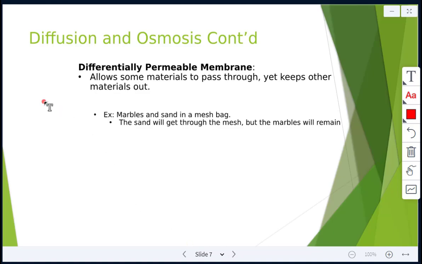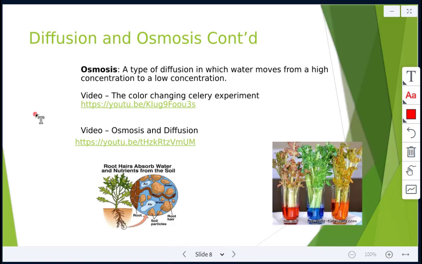There is something called a differentially permeable membrane, and when we look at diffusion a little bit more closely, this membrane allows some materials to pass through, but it keeps other materials out. So if you think about a mesh bag, and let's say we put marbles and sand in a mesh bag, the sand will get through the mesh, but the marbles will remain. A differentially permeable membrane works similarly to that mesh bag. And we'll take a look at that more as we continue.